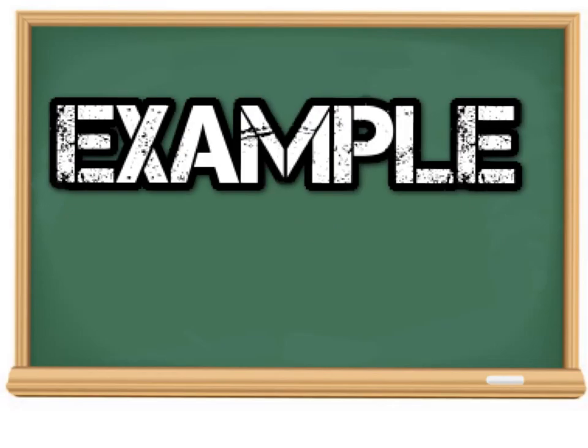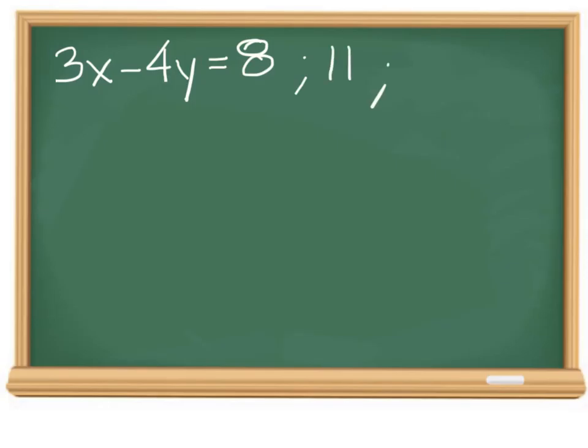Example 1. You are given the equation of a line which is 3x minus 4y equals 8. You must find a line that is parallel to it and it passes through negative 5, 4. Your first step is to change this equation into slope-intercept form. So get the y by itself.